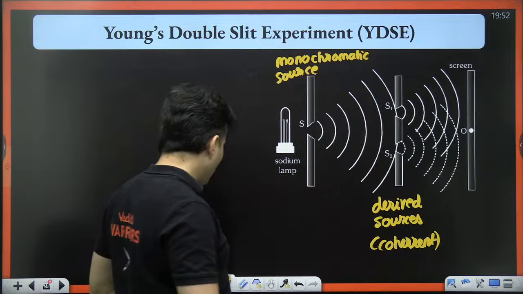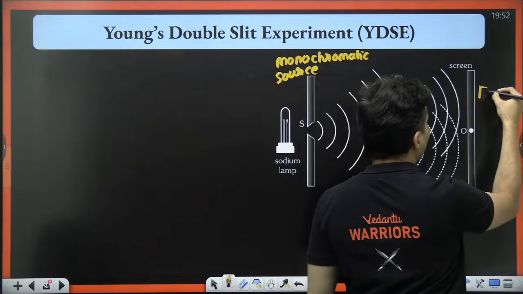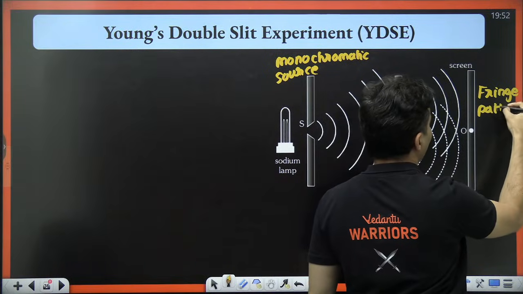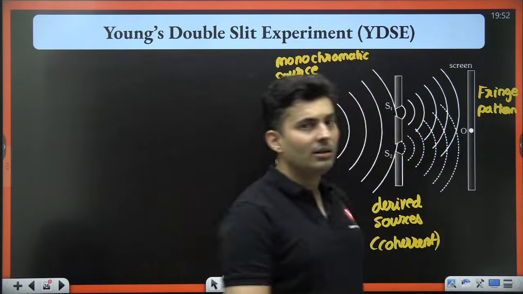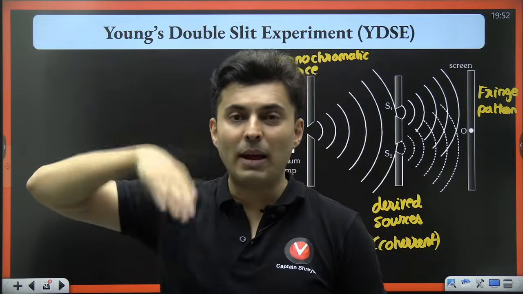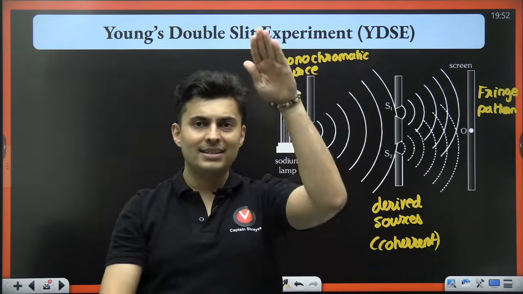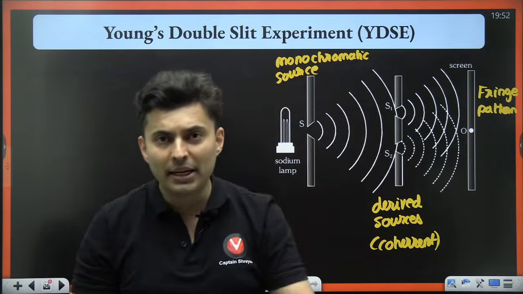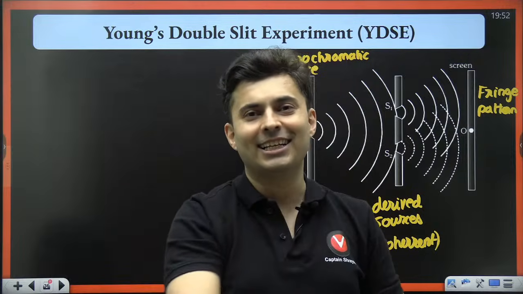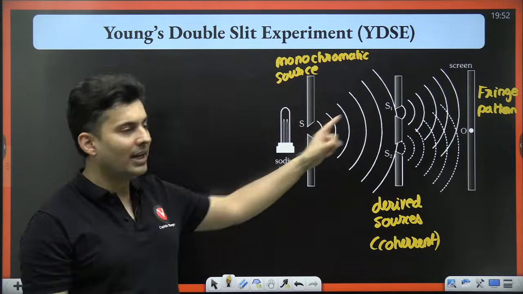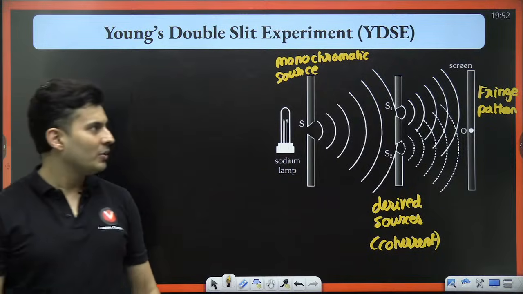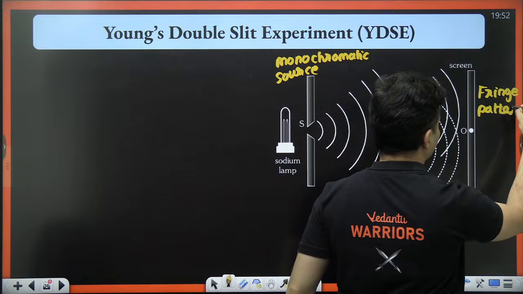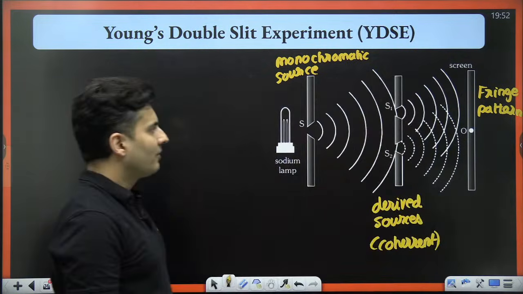So what you see on the screen is something called the fringe pattern. You might have heard the word fringe. Fringe is like lines or bands. You draw bands, they are fringes. So fringe pattern means alternate bright and dark bands. That is what you basically get on the screen. That is your fringe pattern.